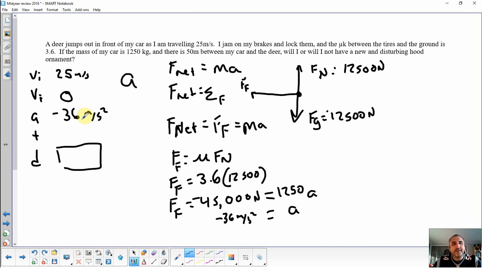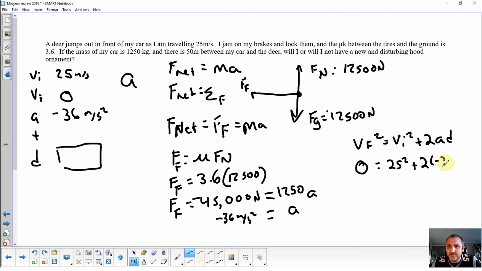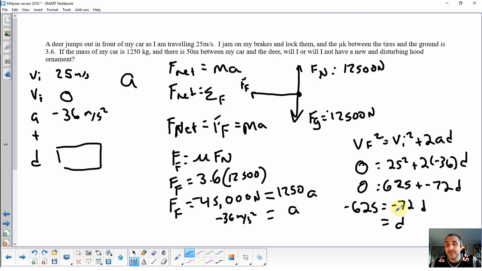Now I have a VI, a VF, an A, and I'm looking for a D. VF squared equals VI squared plus 2AD. VF squared is 0. VI squared is 25 squared plus 2 times negative 36 times D. 25 squared is 625 plus negative 72D. Subtract 625 from both sides. Divide both sides by 72 and this is kind of cool.